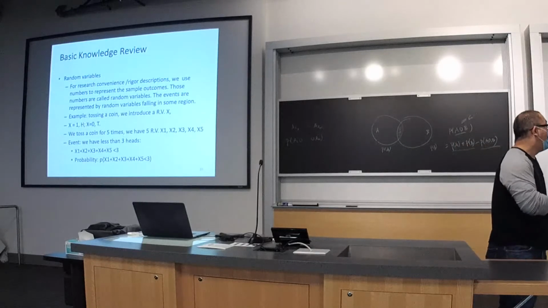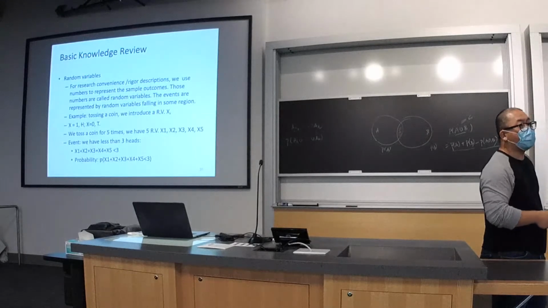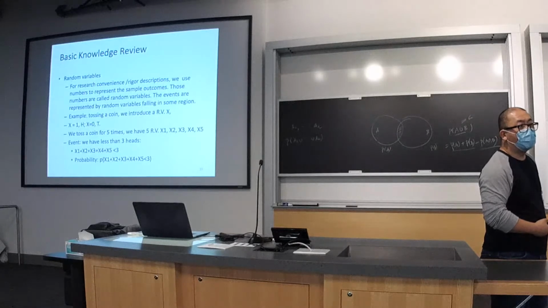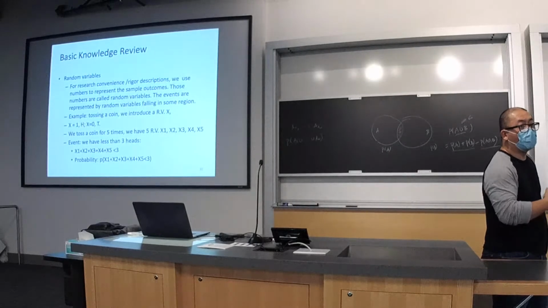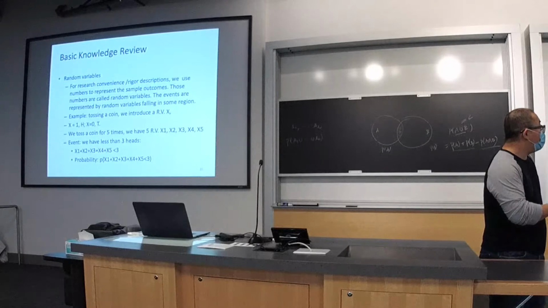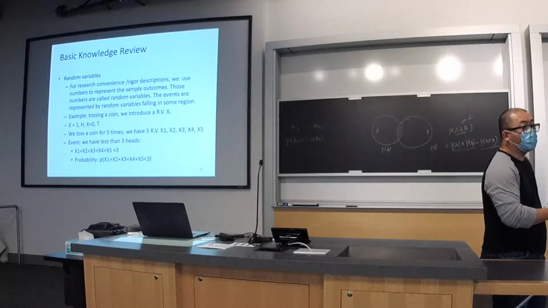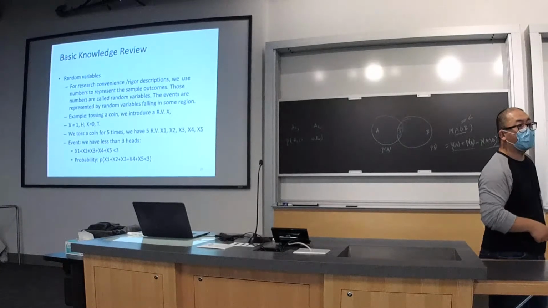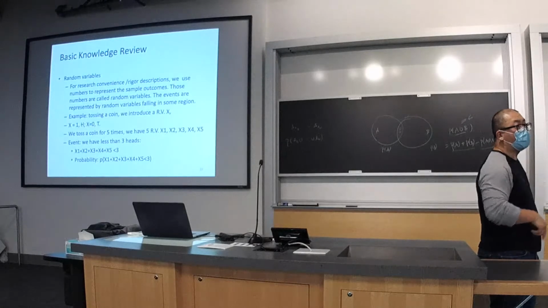For example, I want to define an event that out of these 5 coin tosses, we have less than 3 heads. How can we represent that event? We can simply add up the summation of X1 to X5 and use an inequality to denote that you have less than 3 heads out of 5 tosses. Then calculating the probability of the event becomes calculating the probability that this inequality holds: the probability of X1 plus through X5 being less than 3. And you can define all kinds of events you like according to the values of X1 to X5.